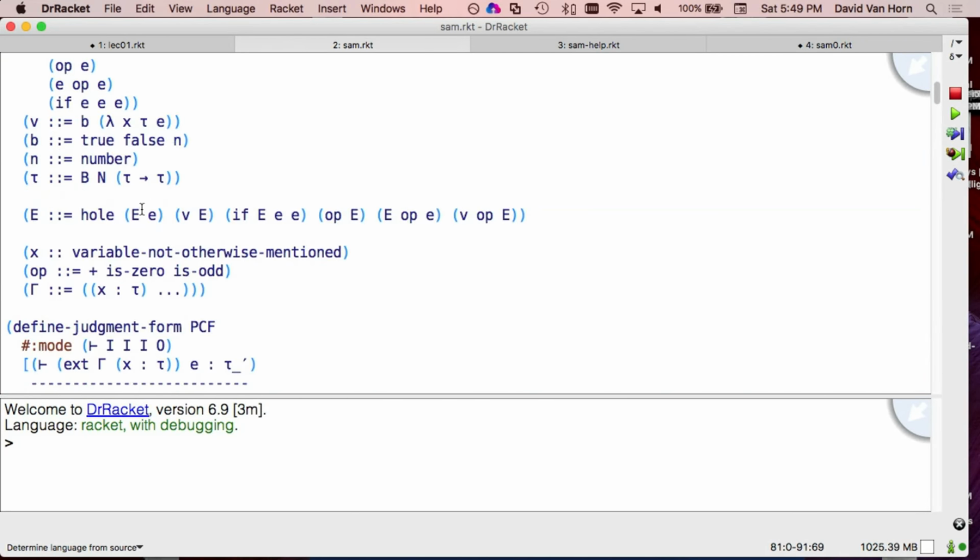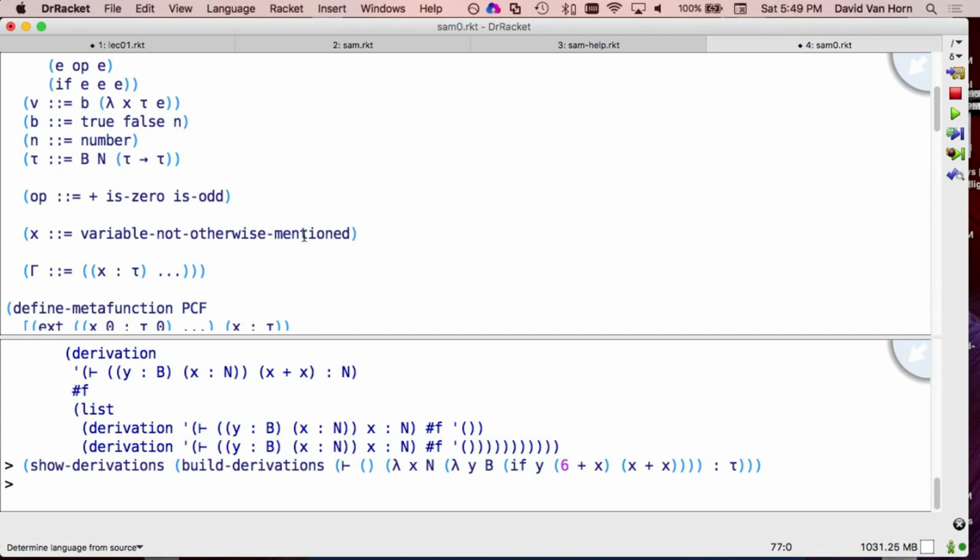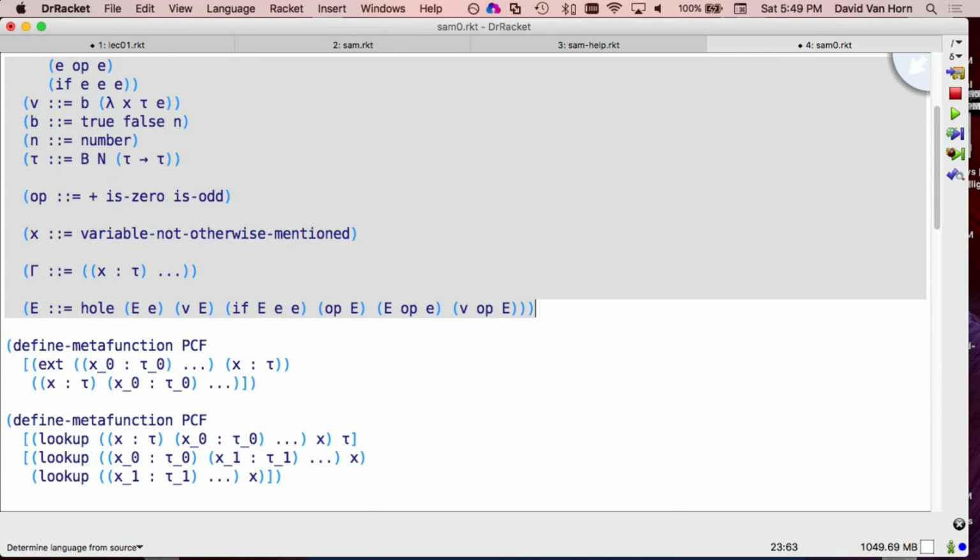Okay, so the first thing Sam did was he defined this notion of an evaluation context. So let me add that to my grammar. So this is literally just a transliteration of what Sam wrote on the board. And the only thing unusual here is that first possibility for what an evaluation context E could be, which is this thing called whole.